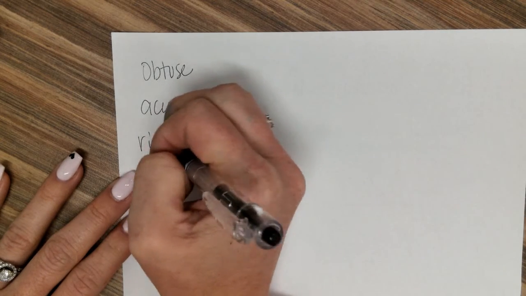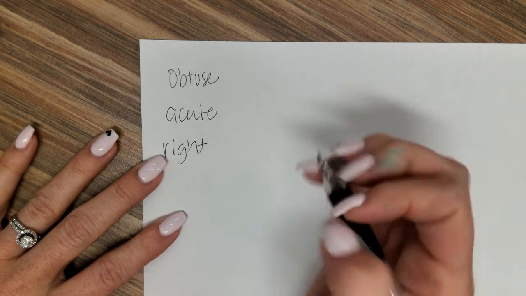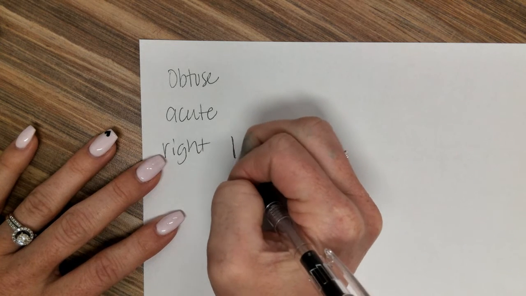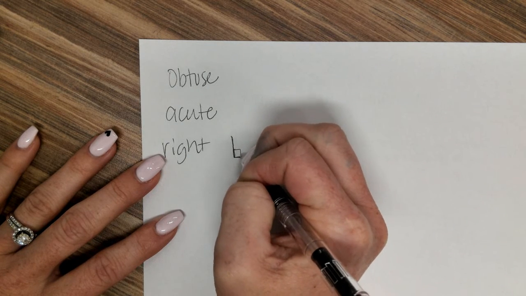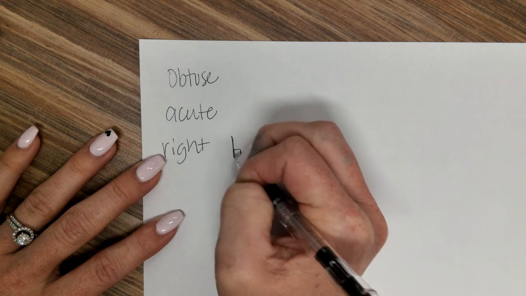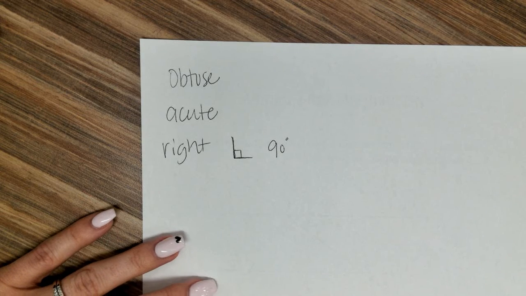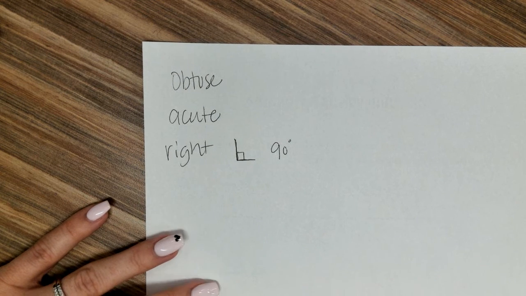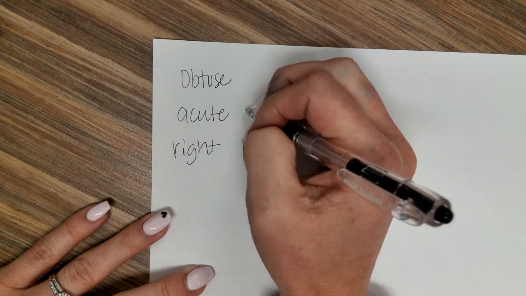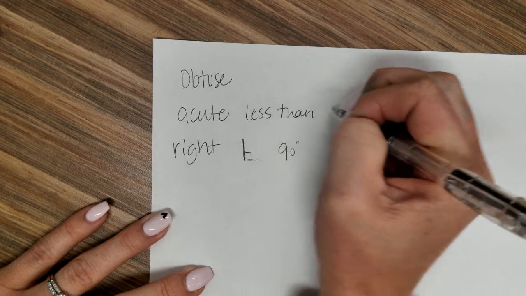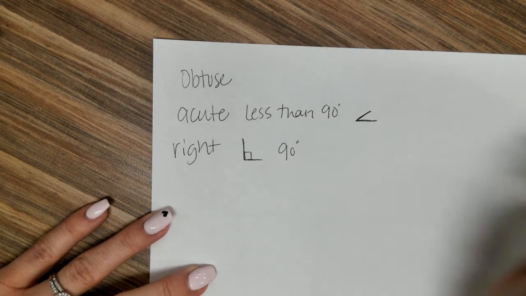What is a right angle? Who can tell me what a right angle is? 90 degrees. It makes a perfect L, perfectly straight up and down. That's 90 degrees. What is an acute angle? Less than 90, and it looks something like that.